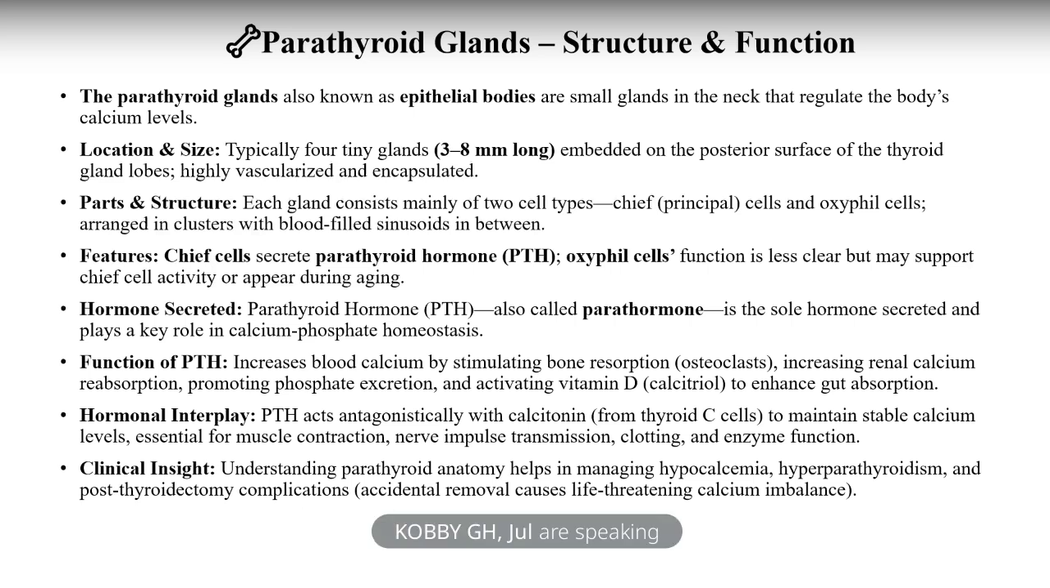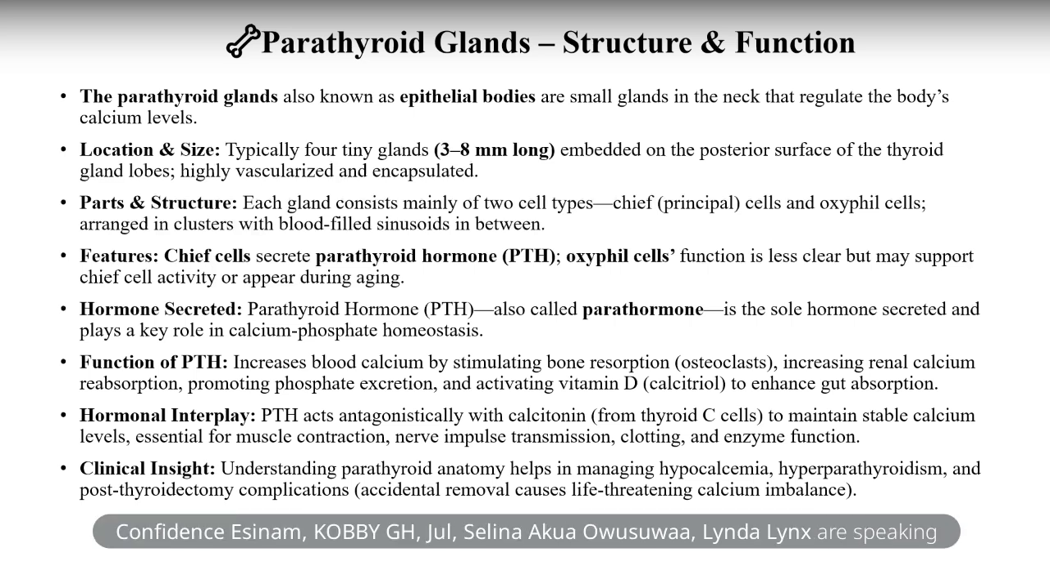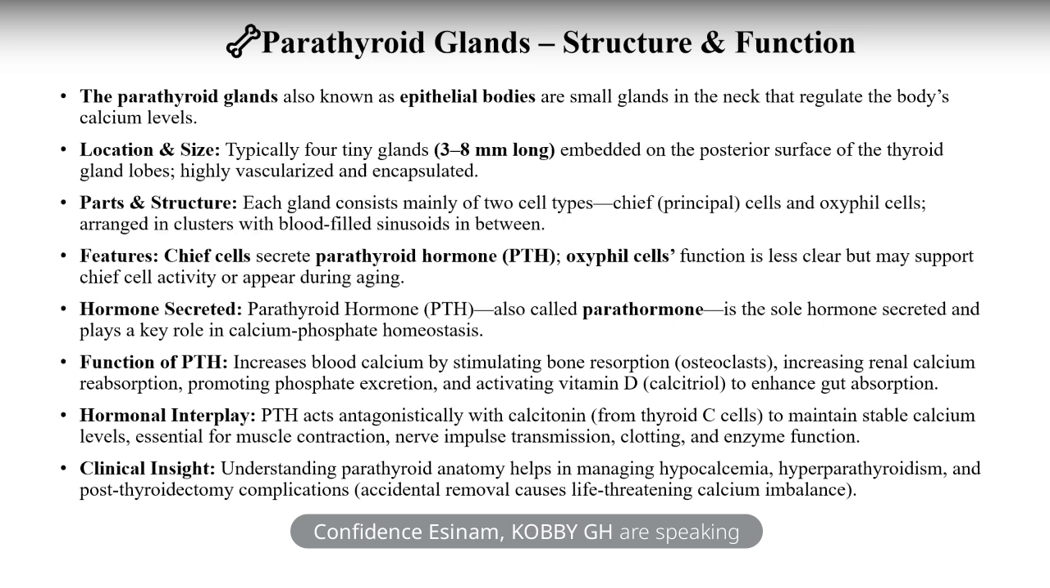We have the chief cells and then we have the oxyphil cells. Now, the chief cells produce what we call the parathyroid hormone. Basically the parathyroid gland produces a hormone we call the parathyroid hormone. That hormone is actually produced by the chief cells. And then the oxyphil cells also help the chief cells to produce the parathyroid hormone.